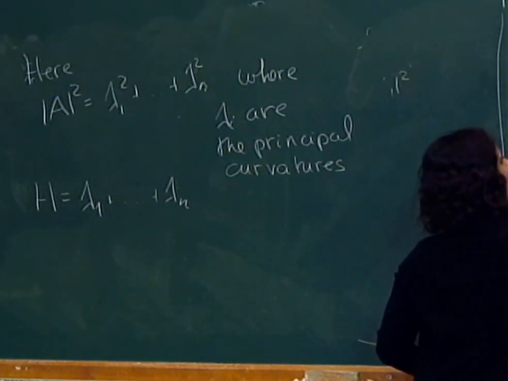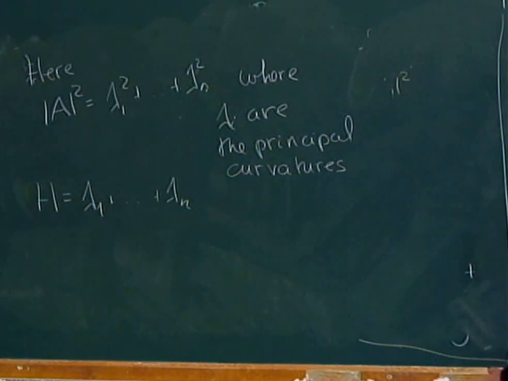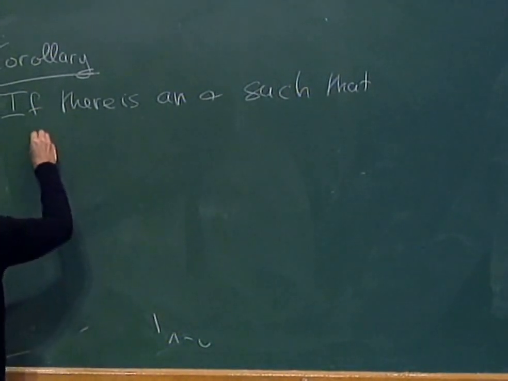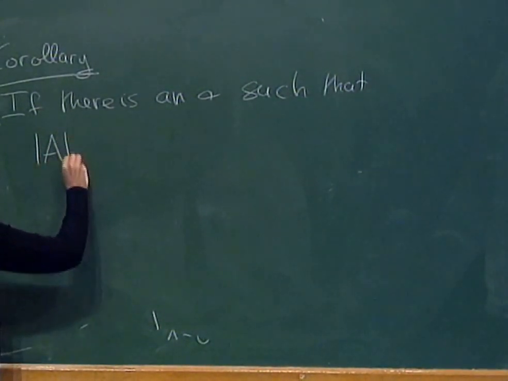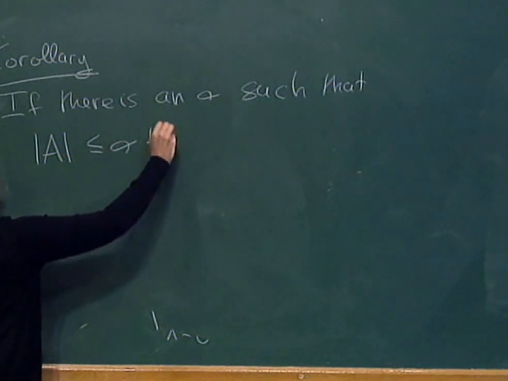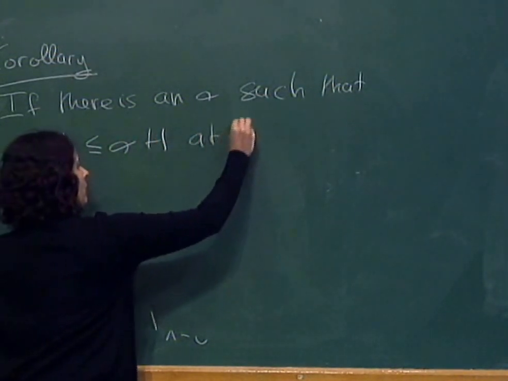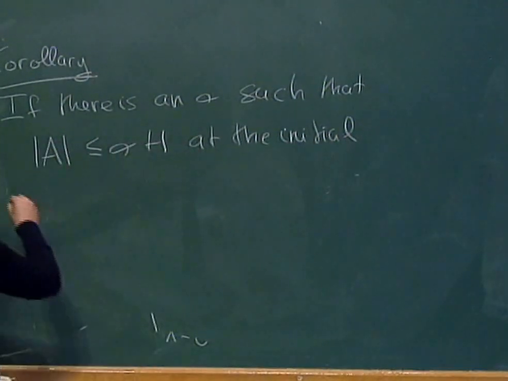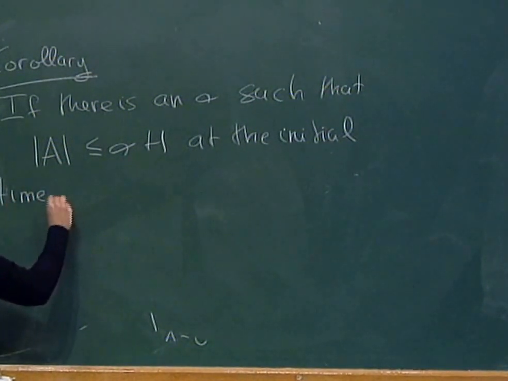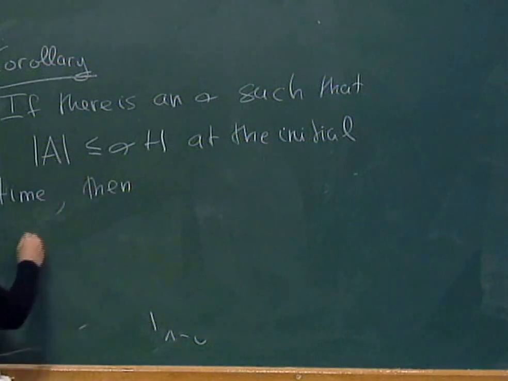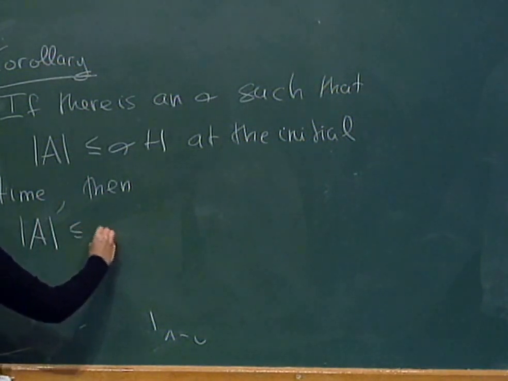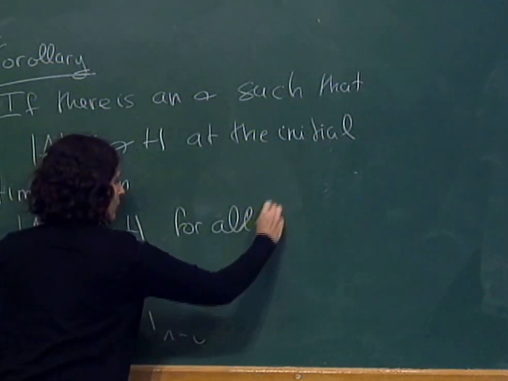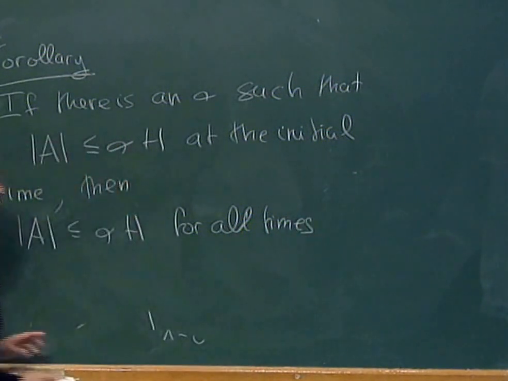If there is an alpha such that, then this is preserved for all times. The idea of the proof is simple.